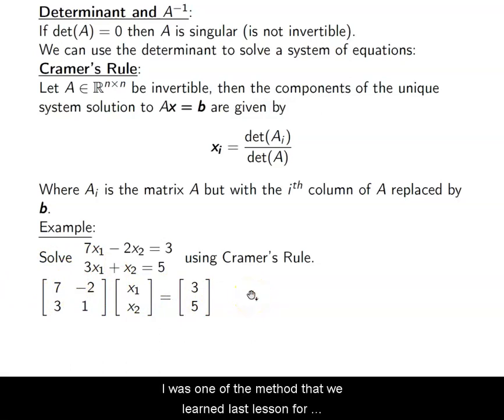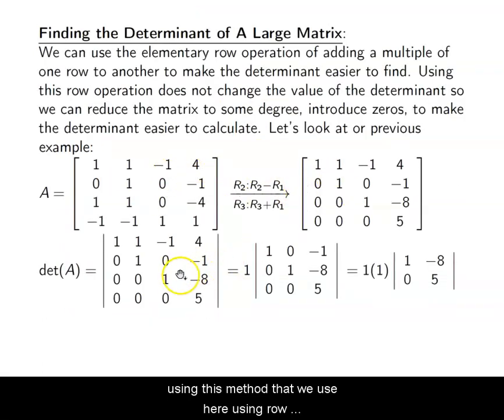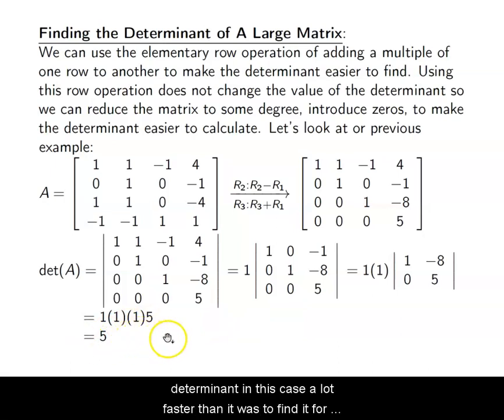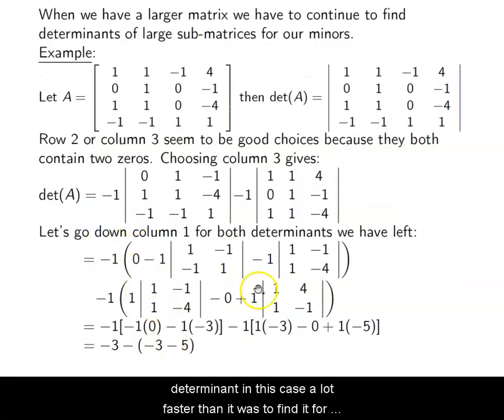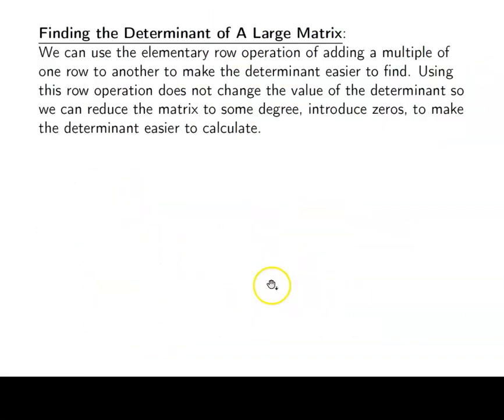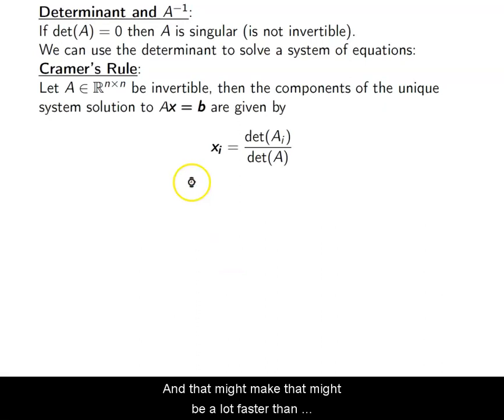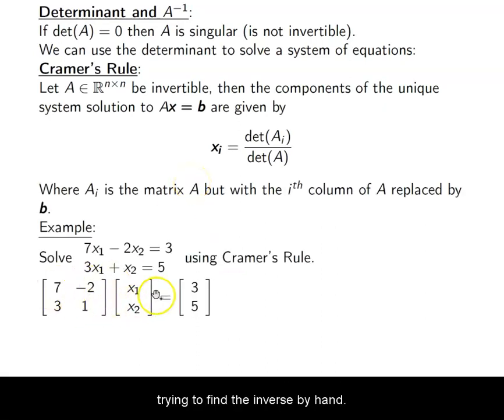That was one of the methods that we learned last section for solving systems of equations. If I don't want to find the inverse, okay, maybe 2 by 2 is not hard to find the inverse. Let's say this was a 3 by 3 or 4 by 4. Maybe it's faster for me to find the determinant by using this method that we used here, using row operations. I did one set of row operations, and then it was very easy for me to find the determinant in this case. A lot faster than it was to find it for the 4 by 4 here by going the long way. So we can shortcut stuff by using row operations, and that might be a lot faster than trying to find the inverse by hand.